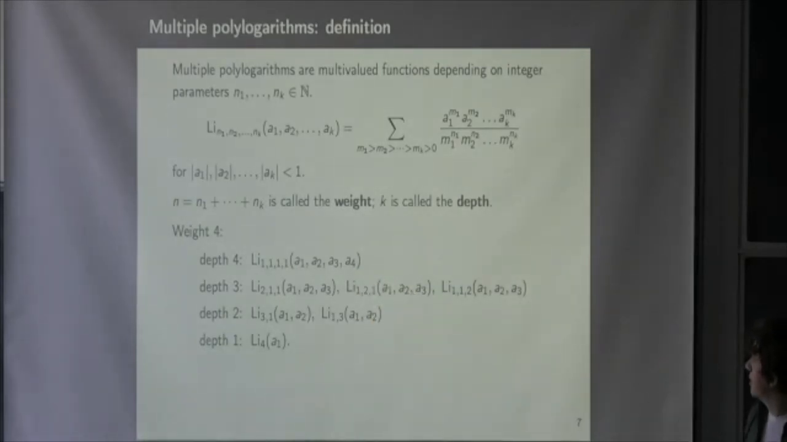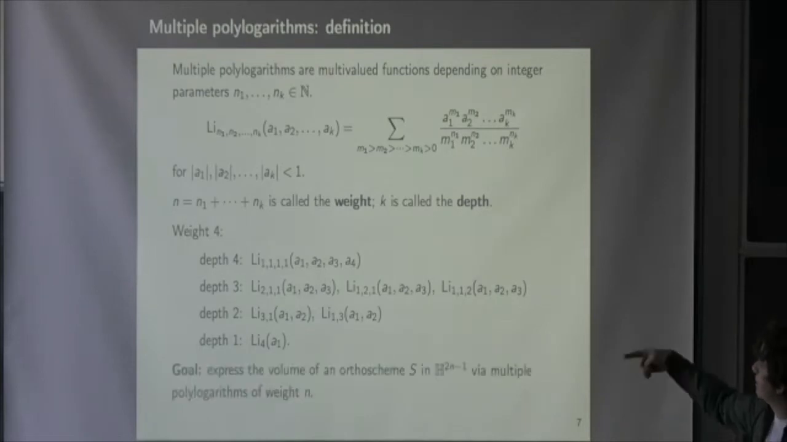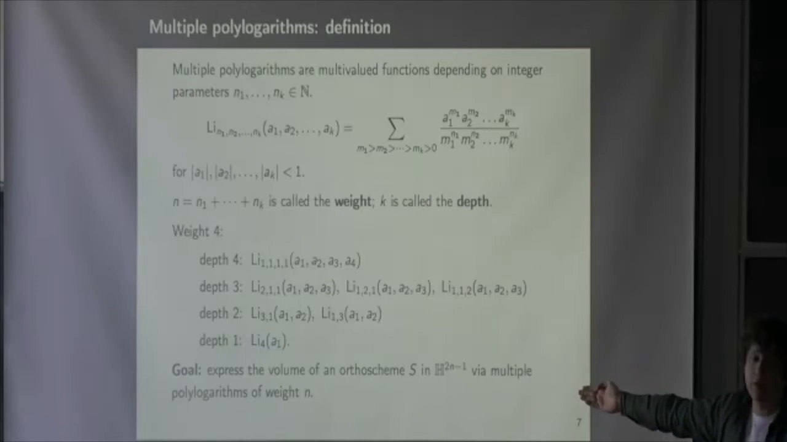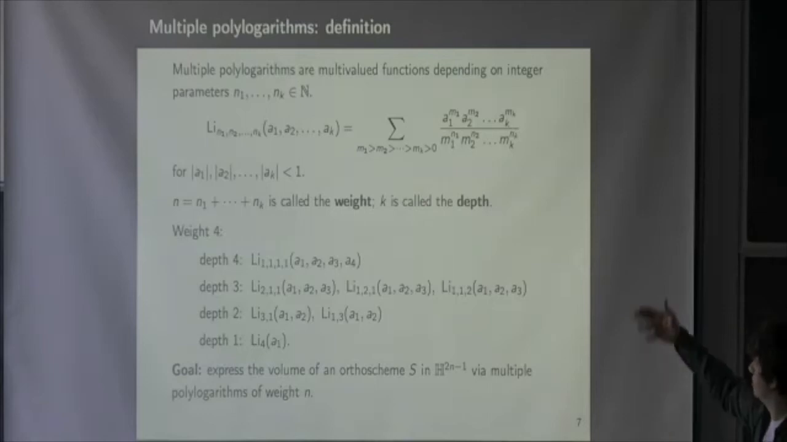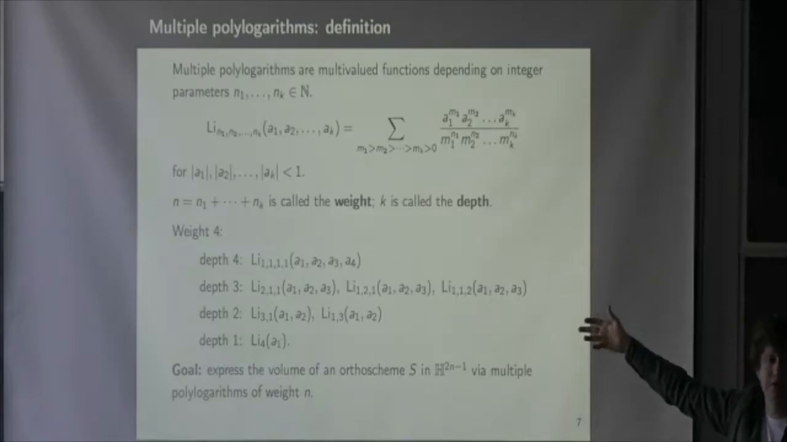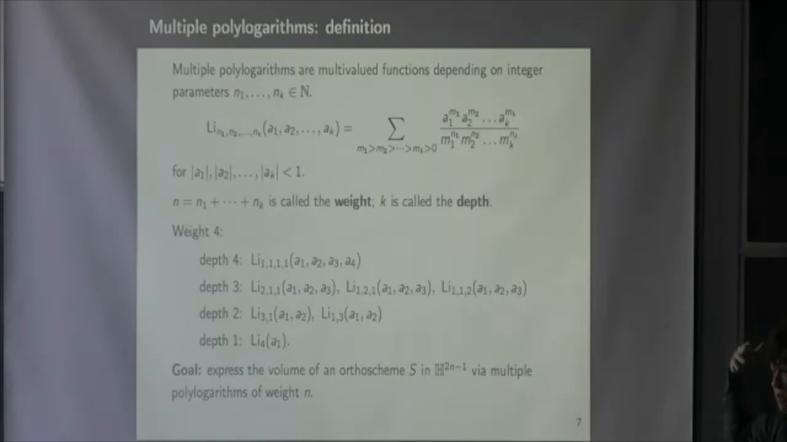Okay, so my goal will be to express the volume of an orthoscheme in hyperbolic space via these multiple polylogarithms of weight n. And one can show that you actually cannot do better. You need exactly this supply of functions. So it's easy to show that for each, not so easy. One can show that for each polylogarithm you have a polytope exactly that.